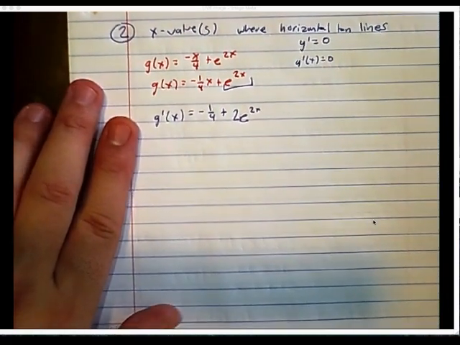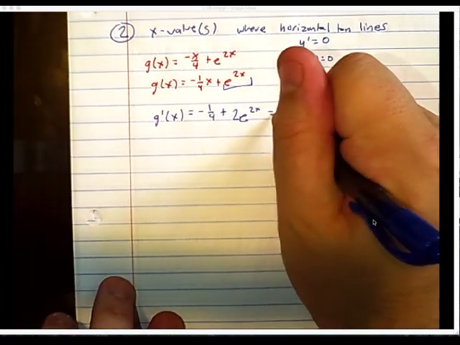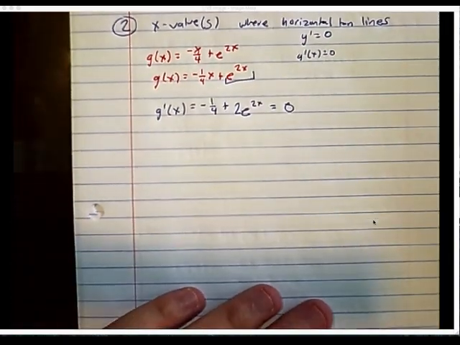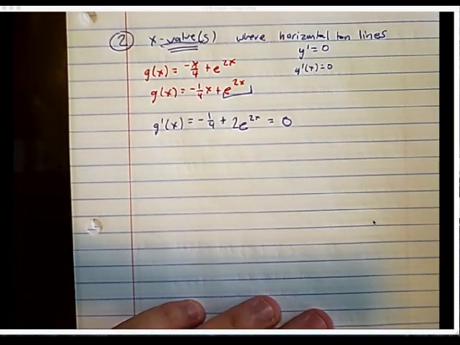Okay. So I'm going to have a horizontal tangent line where the derivative equals 0. So now I have to solve that. I'm just looking for the x values. I'm not looking for points, just the x values. So add a 4th to both sides.